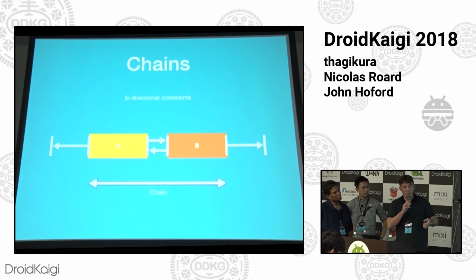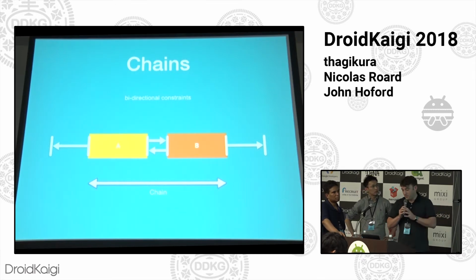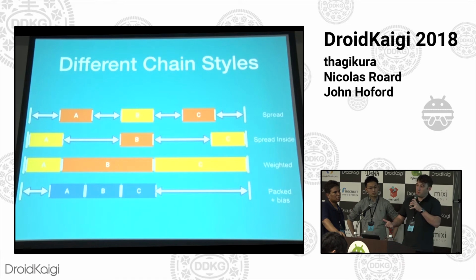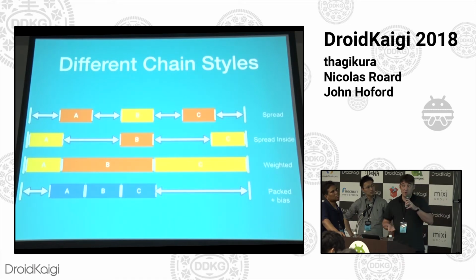It's essentially a way to set up a group behavior to a set of widgets without having to put those widgets into their own view group. And the default behavior, you can think about it as doing something like linear layout, but you can set up different styles for the chains. So the default one is, for example, spread. So essentially, it will just spread around the available space.